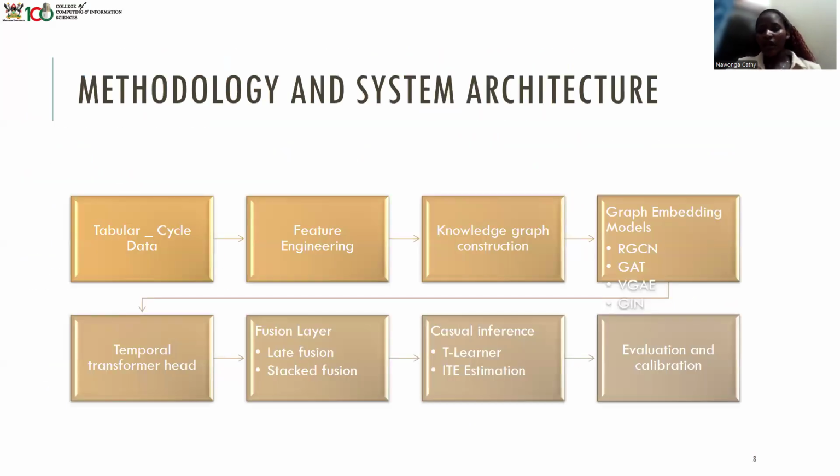Next, our system architecture begins with raw tabular and cycle-indexed data. We engineer mechanistic features and construct a heterogeneous knowledge graph. This graph feeds into the RGCN and GAT models to generate relational embeddings. We also apply a transformer to model temporal dynamics. These outputs are fused either via late averaging or stacked meta-learners and passed into the causal inference layer for treatment effect estimation. Finally, we evaluate performance and fairness using calibrated metrics.